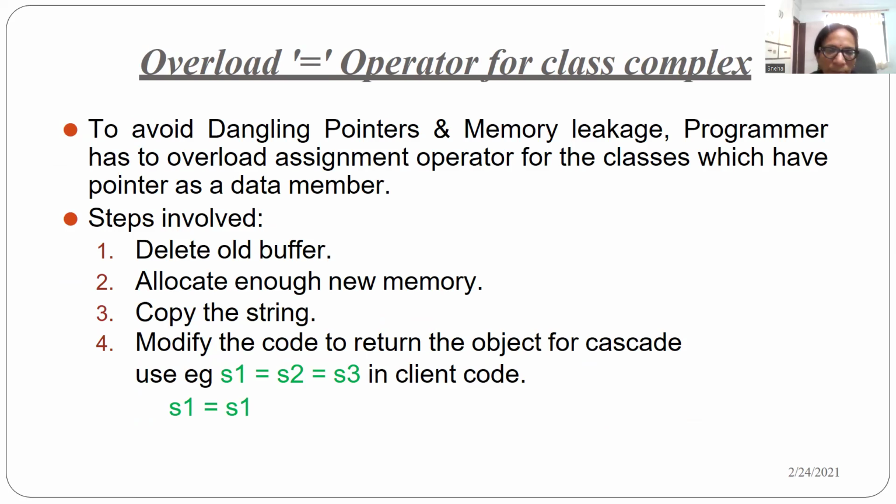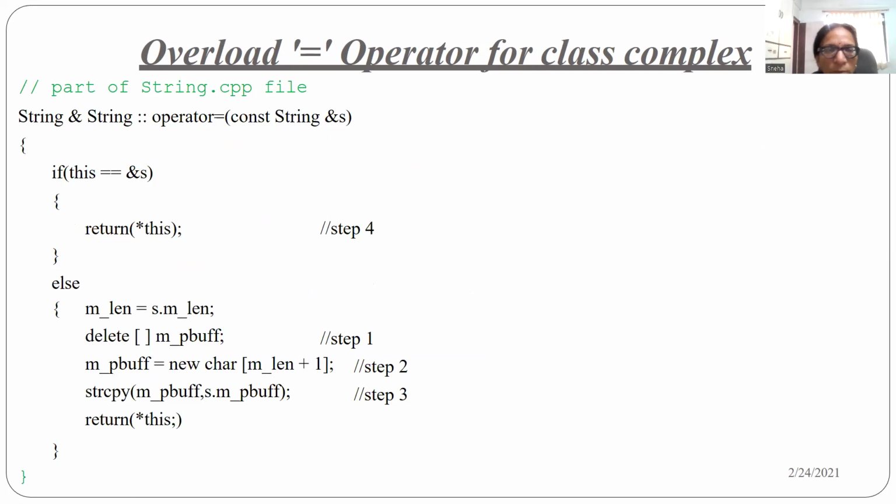have a pointer as a data member. The steps involve: delete the old buffer, allocate enough new memory, copy the string, and modify the code to return the object for cascading. So here, string and string, the scope resolution operator, is equal to. Here it is written: if this is equal to ampersand s, return this; else we are writing the steps for deleting the previous buffer, getting the memory reserved for the new buffer, and then string copy.